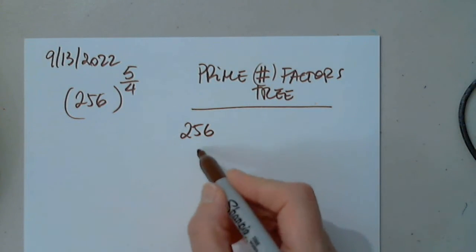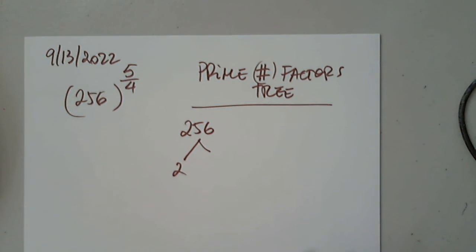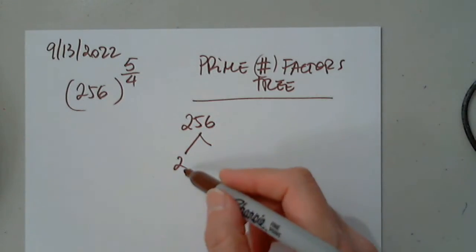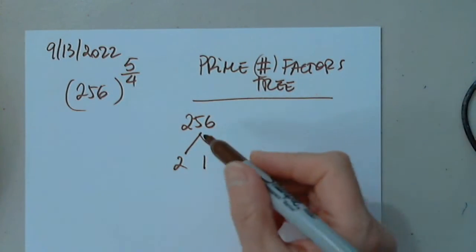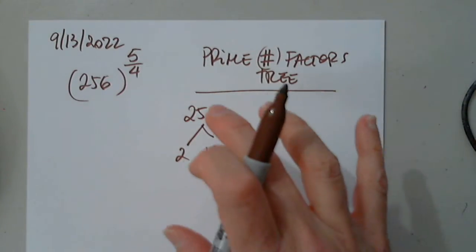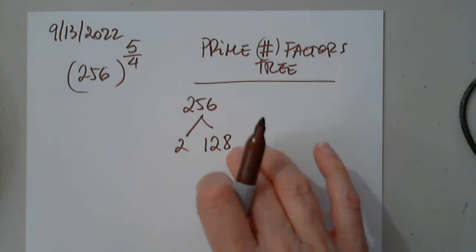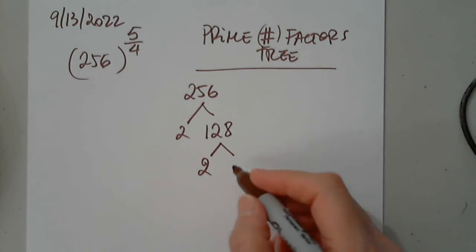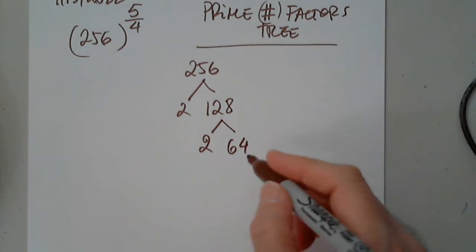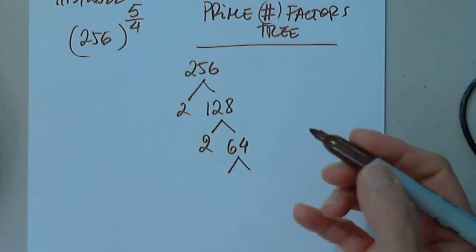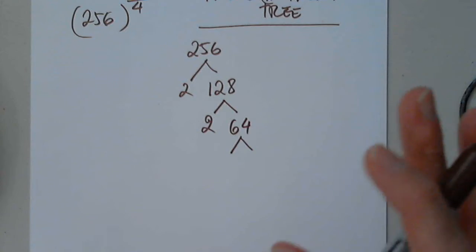256 ends in 6, so the prime number that I can divide 256 by first is 2. 2 divided by 2 is 1, and then I have 2 and 8. So 2 times 128 is 256. It ends in an even number, so it's divisible by 2 again. So then I get 64. And I can continue forever, right? But I already know what 64 is. It's 2 to the 6, but let's say we don't know.